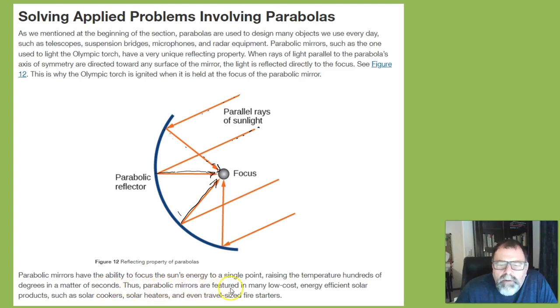Thus, parabolic mirrors are featured in many low-cost, energy-efficient solar products such as solar cookers, solar heaters, and even travel-size fire starters. Okay. Also, the lens in your flashlight is usually parabolic in shape, and you put the light bulb at the focus, and the light basically turns these arrows around. The light would hit the mirrored surface and bounce, and you would get beams, right? So basically you can do it in the other direction.